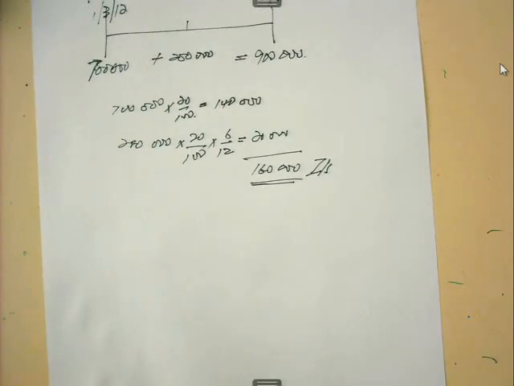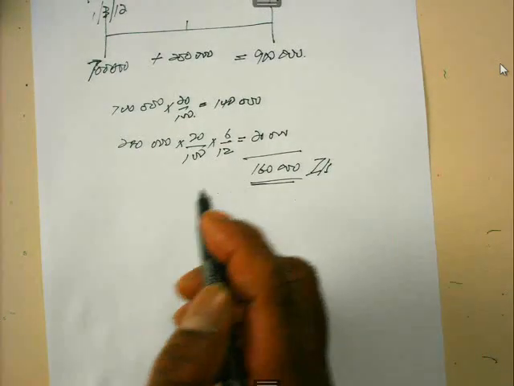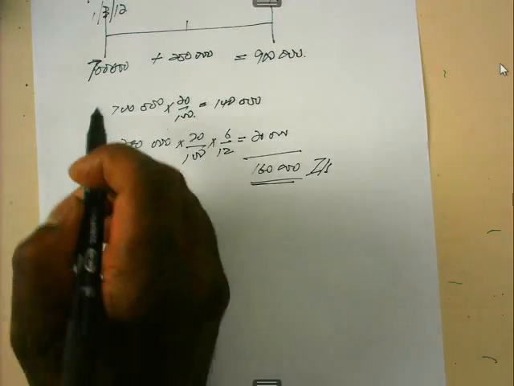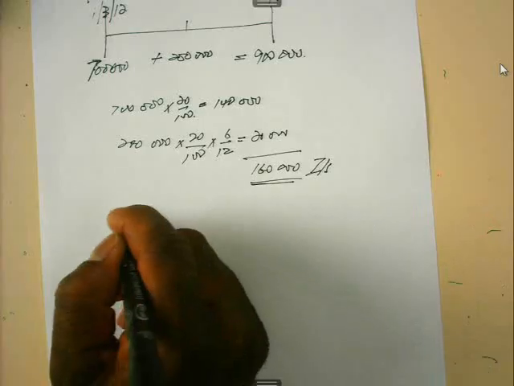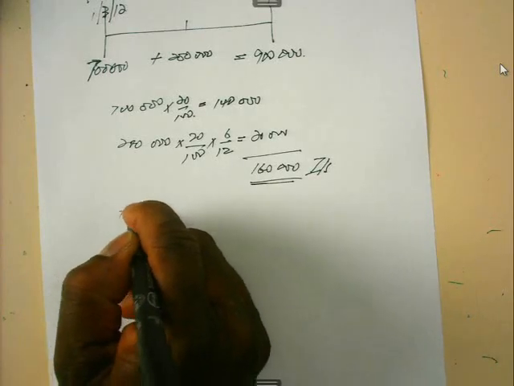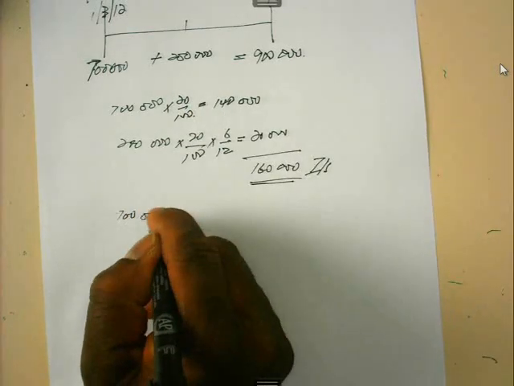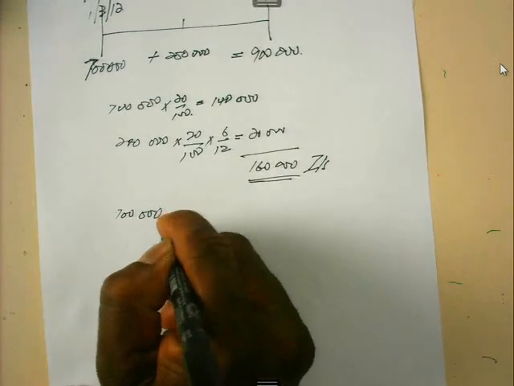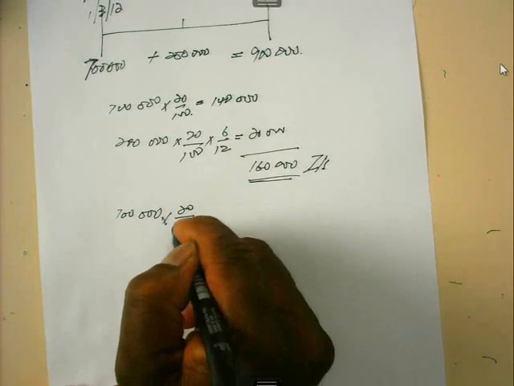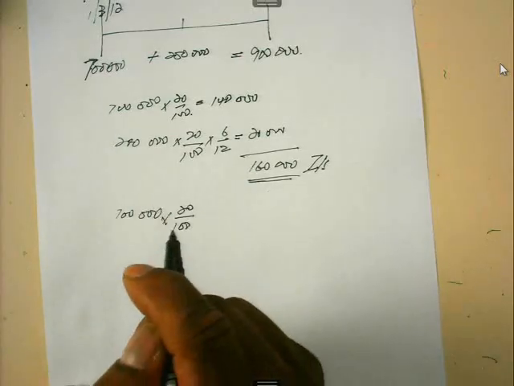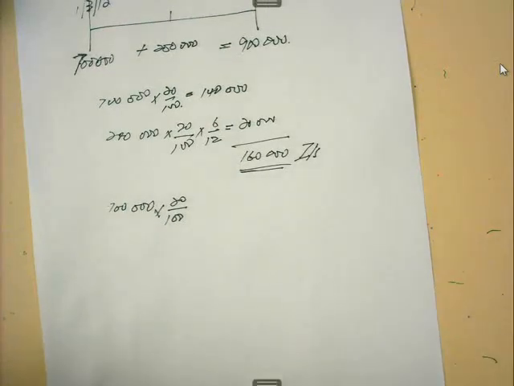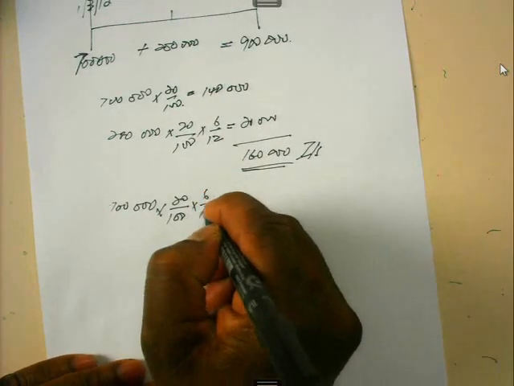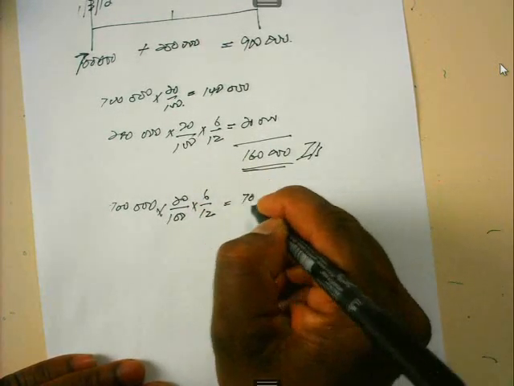Alternatively, you can work it out this way, that from March to August, the value for vehicles was 700,000. We've got 20% of that. March to August, that will give you 6 months. March, April, May, June, July, August, times 6 over 12. And that will give you 70,000.